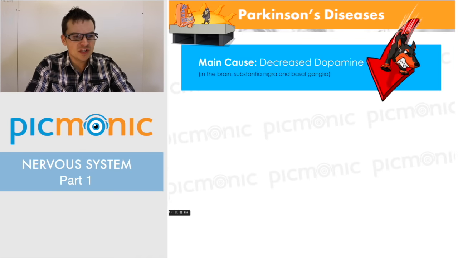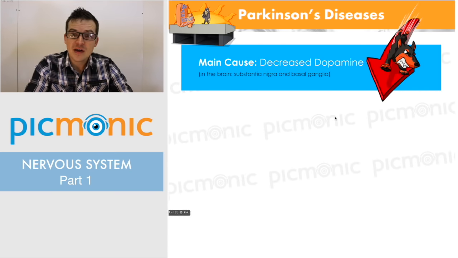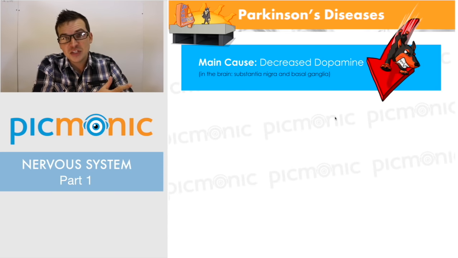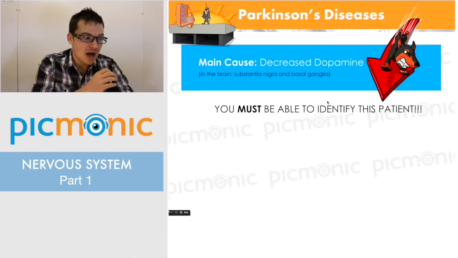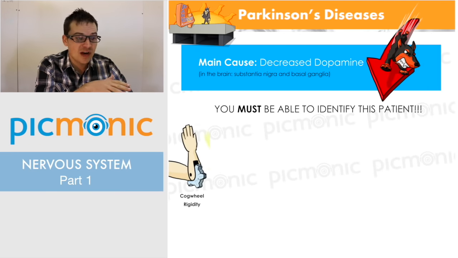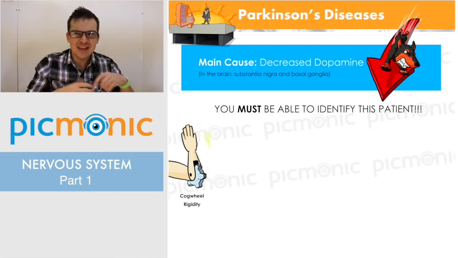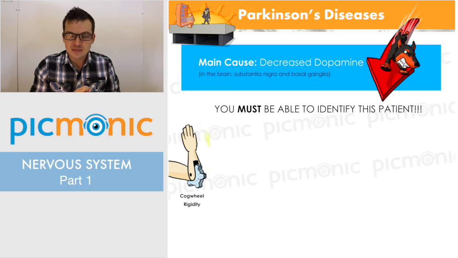We have this decreased Doberman, which we represent for dopamine inside of Picmonic. But where? It's important that you remember the substantia nigra. Substantia nigra, as well as the basal ganglia, true, but most importantly, decreased dopamine in the substantia nigra. That's really most likely what you're going to get. And what's important is you have to be able to identify this patient, how they present. And they present very classically. I'm just going to explain a lot of the signs and symptoms here really quick.